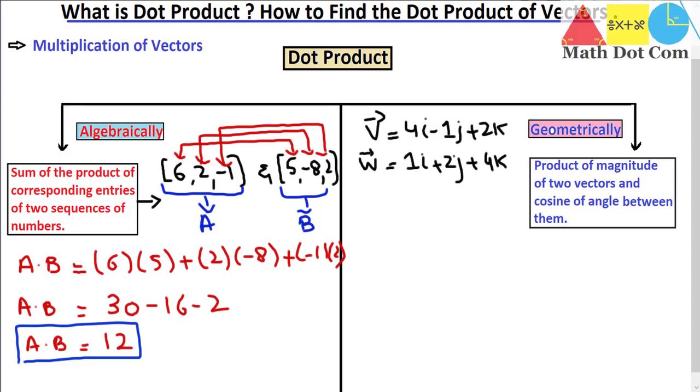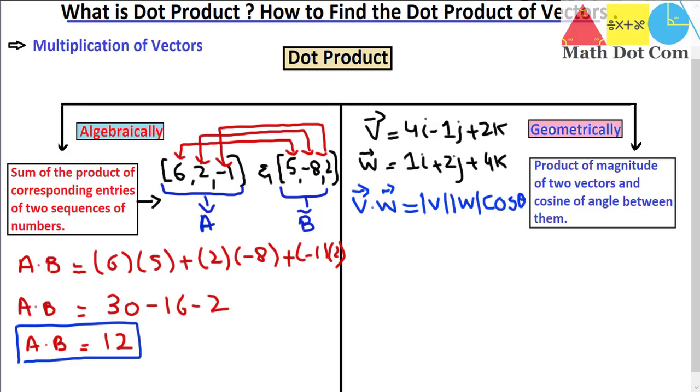Now what is that method? Let's write it here. If I write V dot W, that is the dot product of two vectors, then the formula is the magnitude of V, the magnitude of W, multiplied by the cosine of the angle between them.